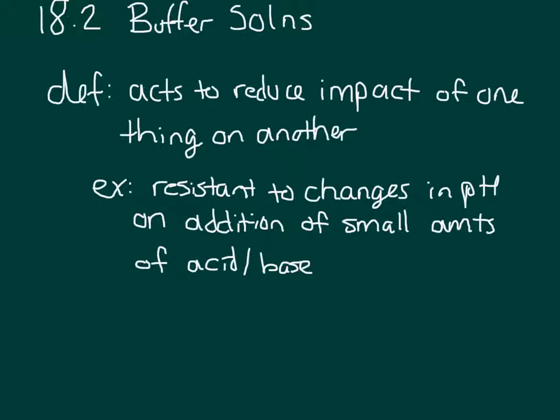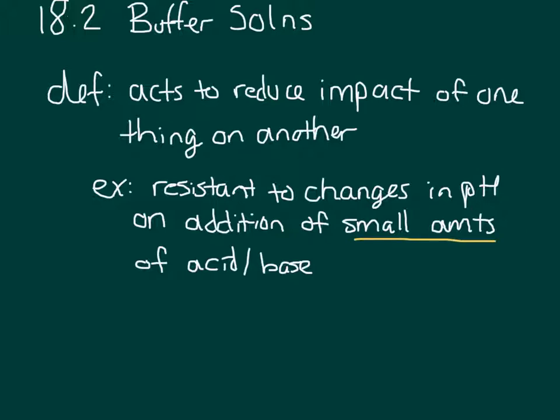8.2 is about buffer solutions. A buffer is something that acts to reduce the impact of one thing on another thing. In chemistry specifically, buffers are resistant to changes in pH based on the addition of small amounts of acids or bases. The key term here is small amounts.